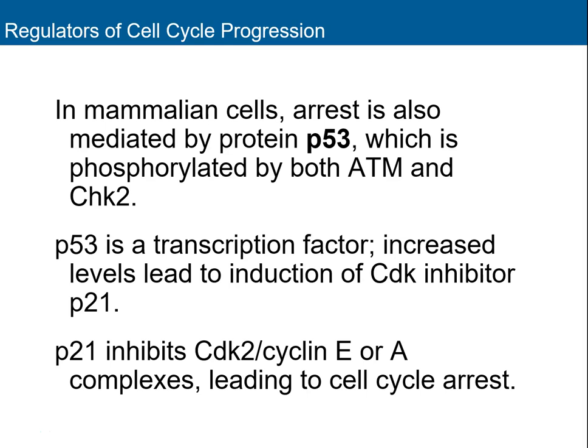P53 is a transcription factor. It says increased levels lead to induction of CDK inhibitor P21. So when P53's levels are increased, it basically leads to an increase in P21, which is an actual inhibitor. If you went back to that table where I showed you those CIP-KIP families of inhibitors, you'll notice that P21 was one in there. So P21 will inhibit this particular complex here, which will lead to cell cycle arrest. And in fact, you can consider P21 as being a tumor suppressor gene. It basically codes for a CDK inhibitor, so the genes for any of these CDK inhibitors are tumor suppressor genes.